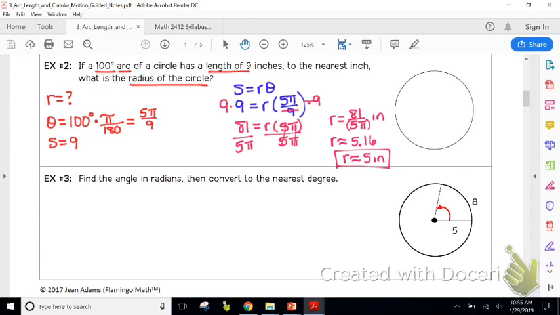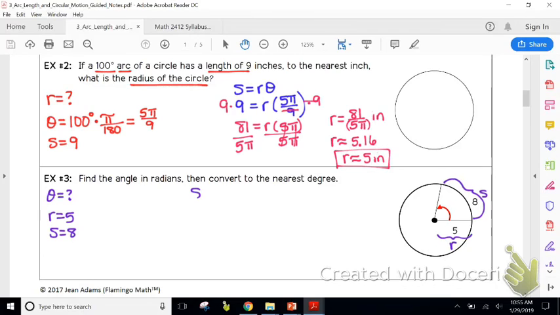Okay, example 3 says find the angle in radians and convert to the nearest degree. Well, we're after our angle. So when I come over here to the side, though, what is this 5? That's your radius. And what is the 8? Is your arc length. Yeah, that's that arc length, so that's my S. So we know R is 5 and S is 8.